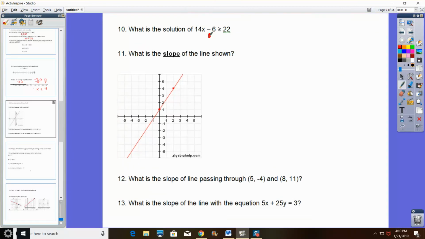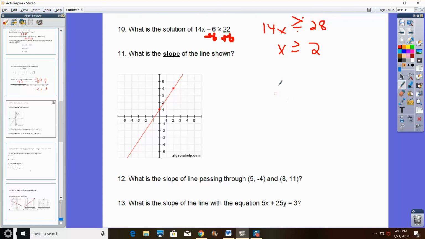So add 6. Still on my thick pen, hang on. That's going to be 28. Change that. 14x would be greater than or equal to 28. Sorry for that. And then, of course, we divide by 14. Now, because we're dividing by a positive number, we do not change the direction. We keep it at that. X would be greater than or equal to 2.